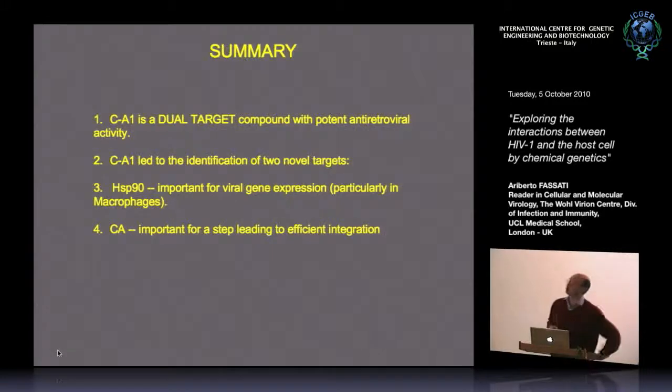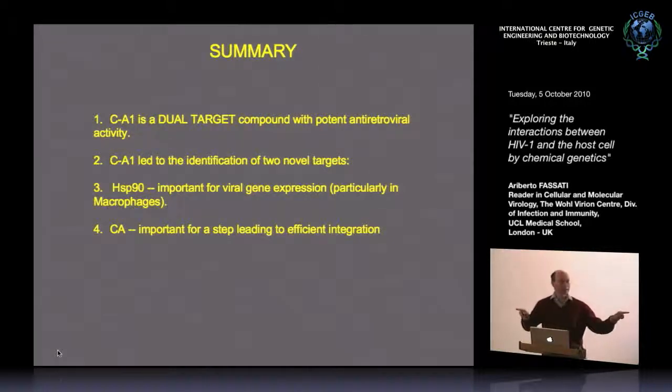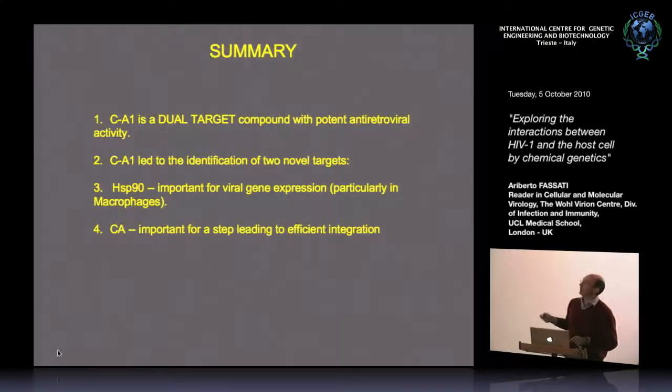So, a summary. We understood that Coumarin is a potent inhibitor of HIV infection. It's a dual target, so it has two targets. One target is HSP90, one target is capsid. So this is new, all right? Because we didn't have any compound that actually targeted the incoming viral core and disturbed, we think, uncoating, and therefore disturbed integration. So this is a new concept. The HSP90 idea is also quite new. And so by using this little molecule, we discovered something interesting with respect to HIV, we think.